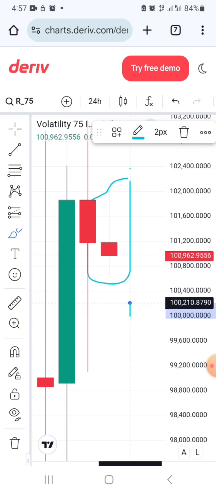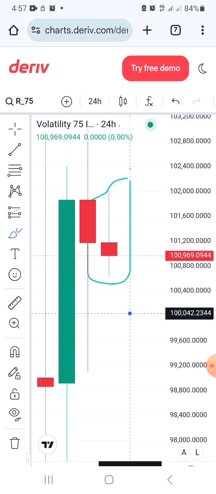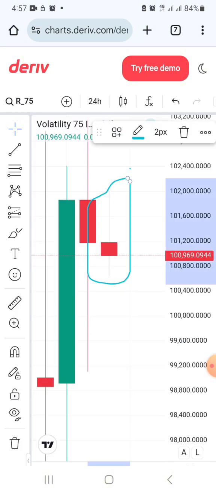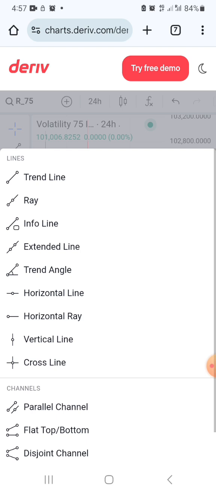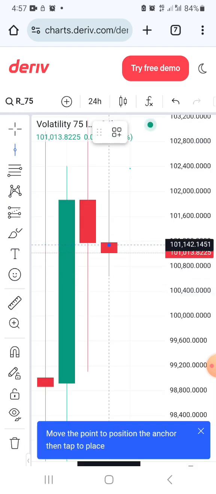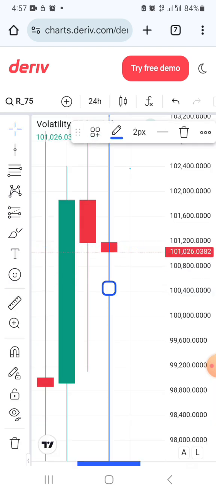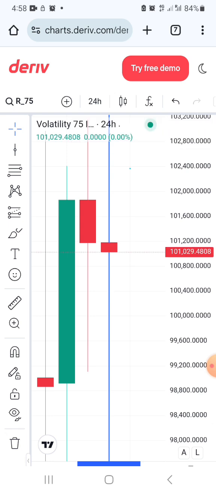Before we leave our daily candle, we have to do what? We have to get our horizontal line, and then we mark this candle here. This is going to be our candle, and then we mark it like this, to separate what? To separate the daily where it has opened from.